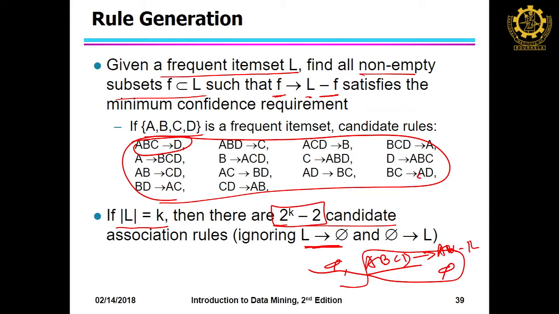After that, you have to identify which rules have high confidence, because the support is already counted, right? For each subset the support is counted, and from there you generate the rules with high confidence.